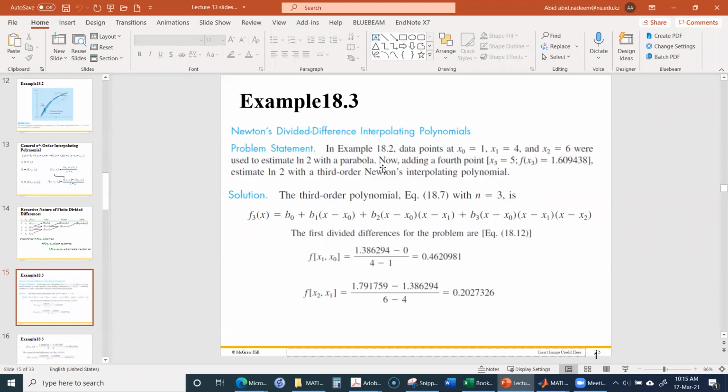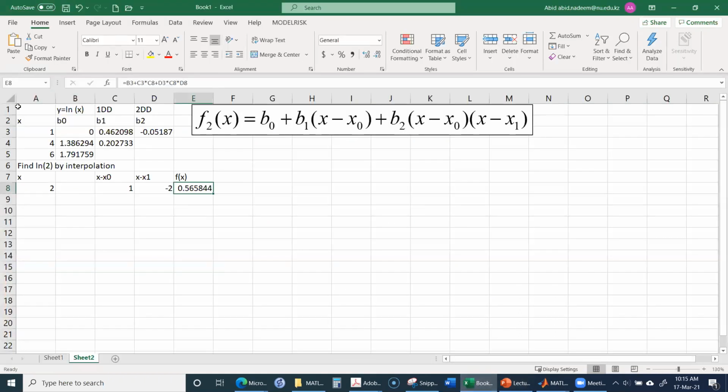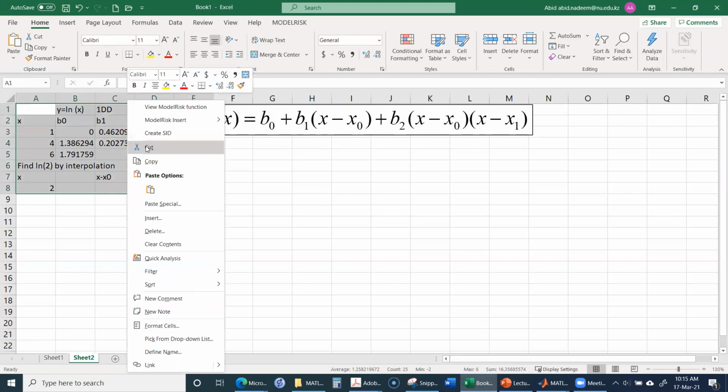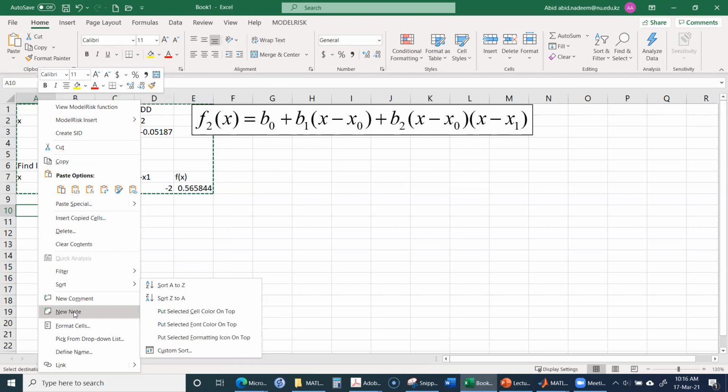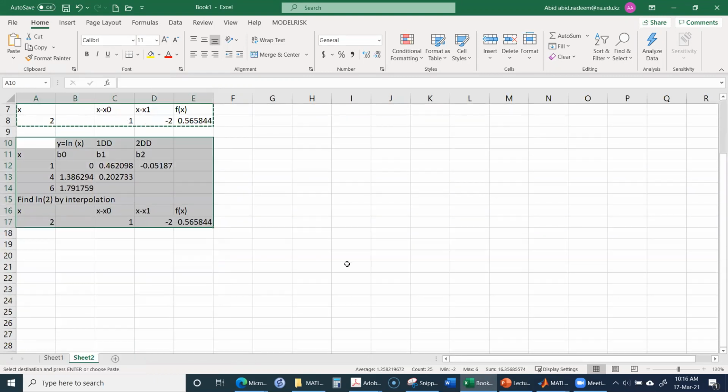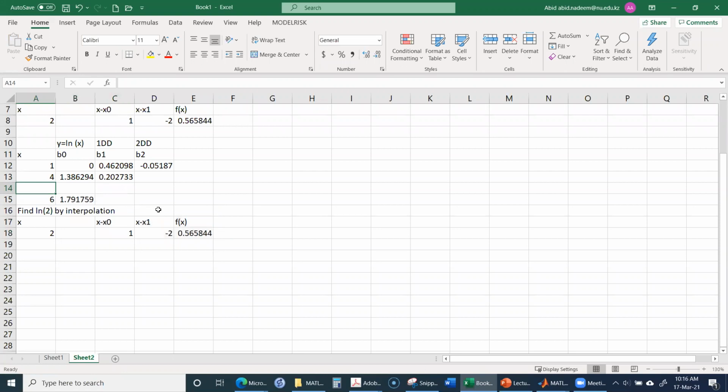So let's see one more example. This time we can take a fourth data point, and then we can find it up to the third divided differences. So we can take the same example as before. Instead of 3 points, now we have 4 points. So we take another point. Okay. And let's recalculate these values.